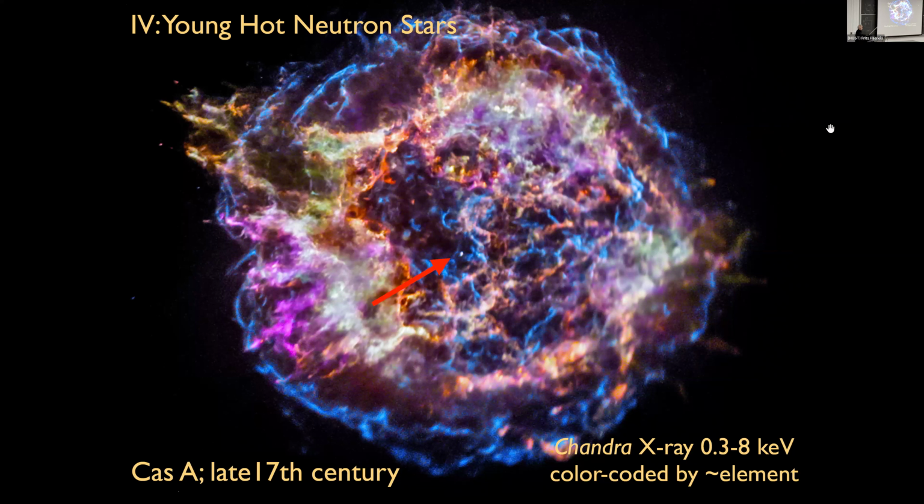So Cas A was an explosion in the late 17th century. This is an image taken with the Chandra X-ray telescope, and it's color-coded by element very roughly. So you can see that elements do get spewed out of this explosion and are not homogeneously mixed. Here's the neutron star.